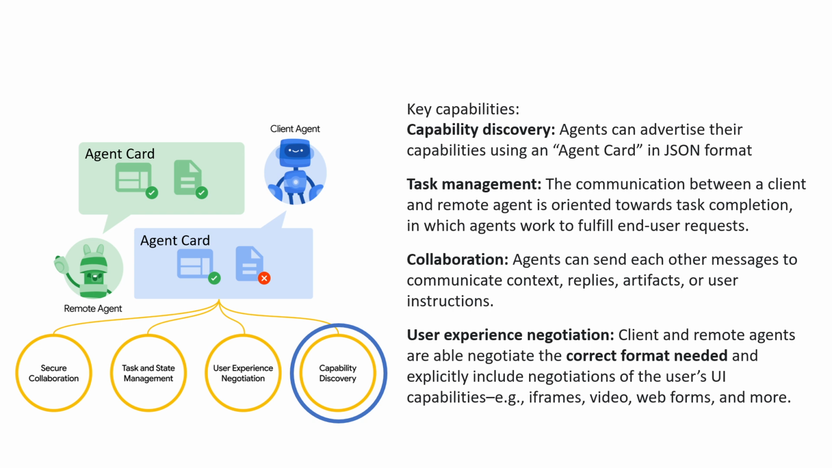I would say one of the most impactful features, wherein you don't have to specifically mention within the task which LLM has what capability, so they can all understand each other's strengths automatically using this agent card feature. Looking at the other capabilities here: task management, collaboration, and user experience negotiation, wherein the correct output format needed would be negotiated, and then that would be provided to the user.